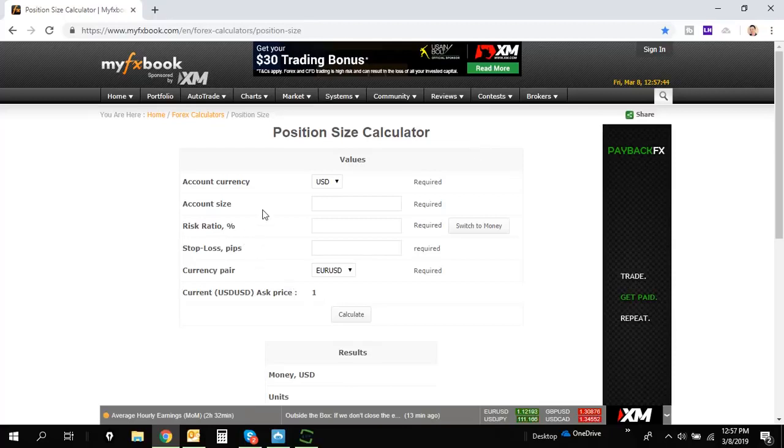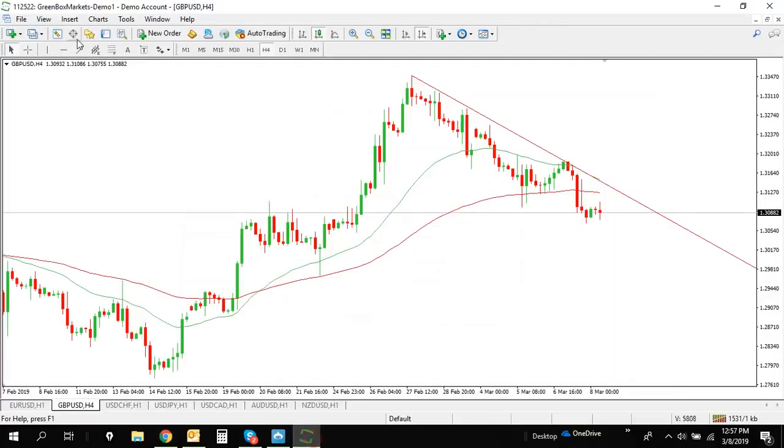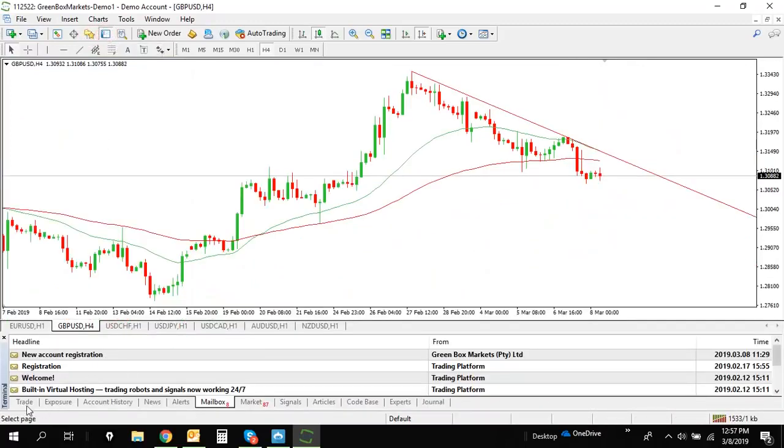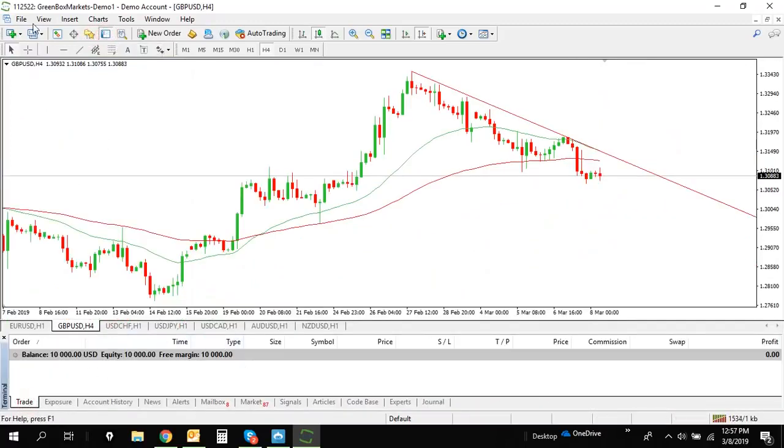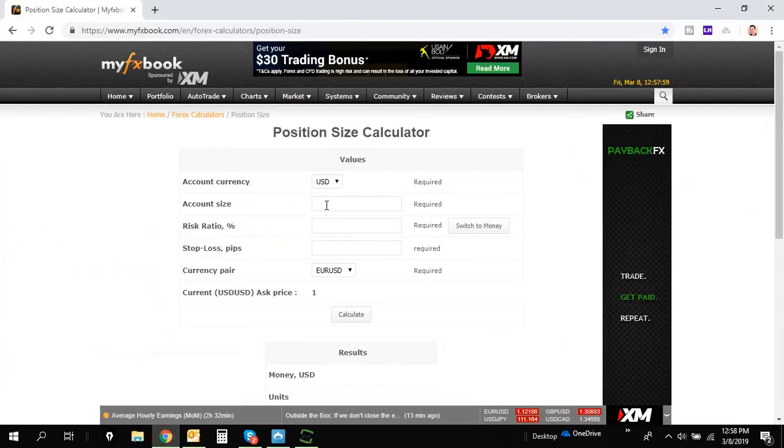For this trade, let me show you here, I opened a $10,000 trading account quickly, a demo account just for the purpose of this video. So my account balance is $10,000, right? So here's the first thing I put in, my account balance, $10,000.